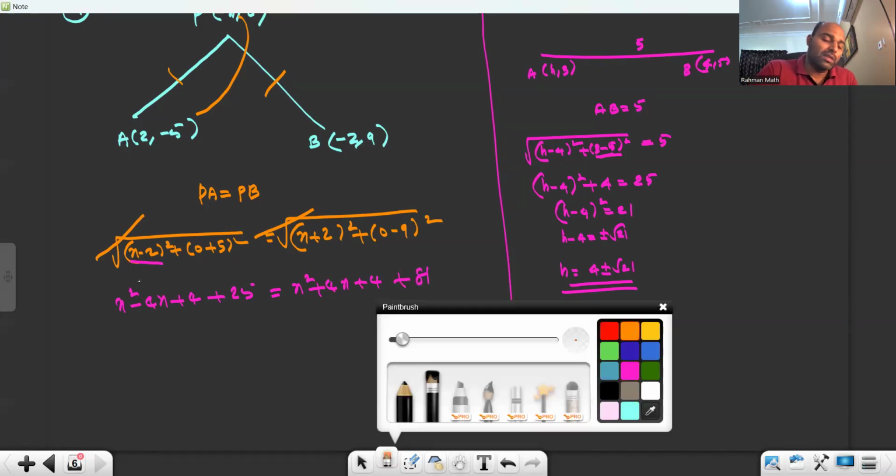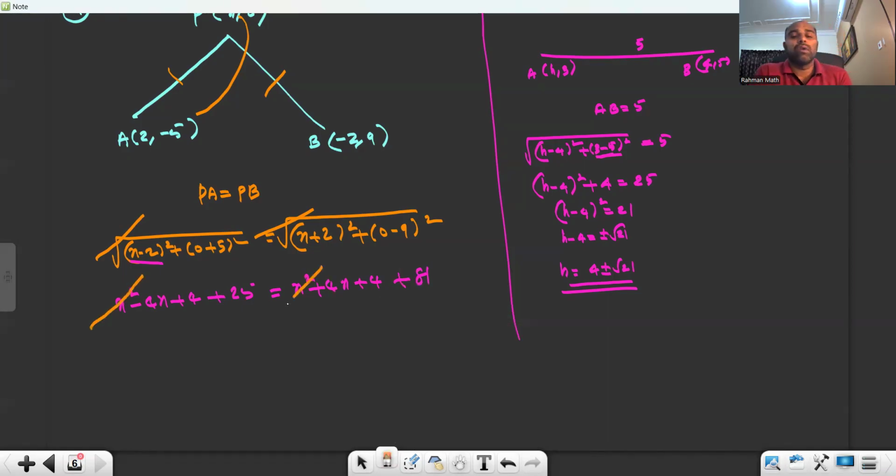Now again cancellation. X square cancels. Even 4 also you can cancel. All x terms you combine together. Here minus 4x is there and plus 4x we transpose. 81 minus 25. So minus 8x equals 56. So x equals what? 56 by minus 8, minus 7.